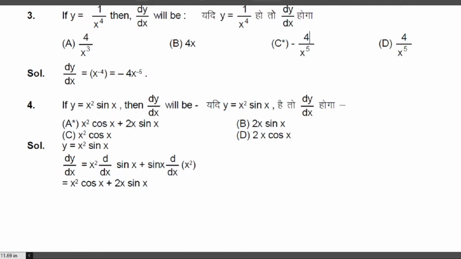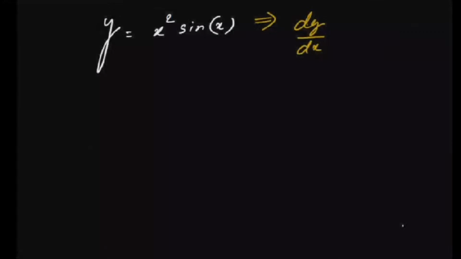In question number 4, he says, if y is equal to x square times sin x, which we already did, I think. Correct, this problem we already solved. Then what is dy by dx? So what rule do you use here? You use the product rule, right? Why do you use the product rule? Because this function is a product of two simpler functions whose derivatives we already know.